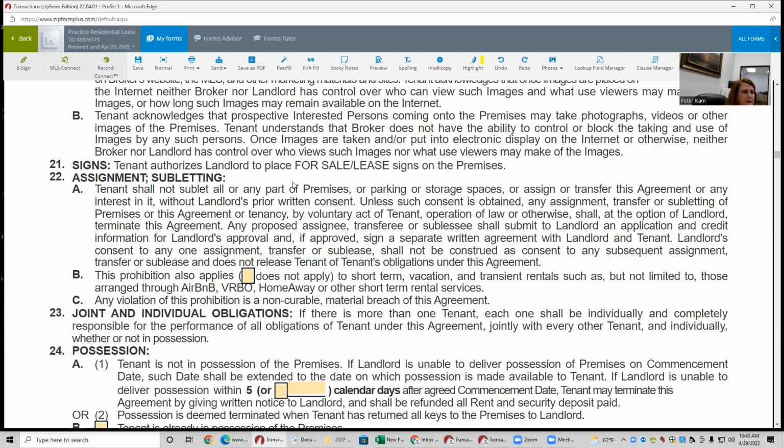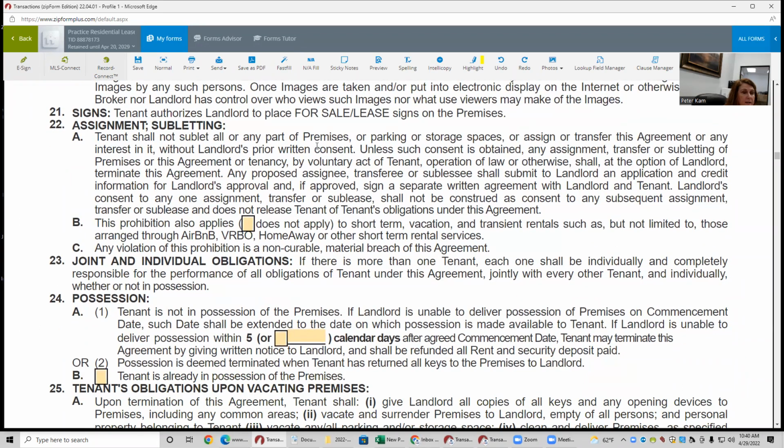Tenant authorizes the landlord to place for sale or lease signs on the premises. So they already have given, via signing this document, the authority for the landlord, if need be, to place a for sale or for lease sign on the premises. Assignment or subletting, it's not allowed unless it's agreed to by the landlord. And this prohibition also applies to short-term vacation and transient rentals. So unless you check this box, it applies to all of that. So it's probably recommended not to check the box unless the landlord tells you something different.